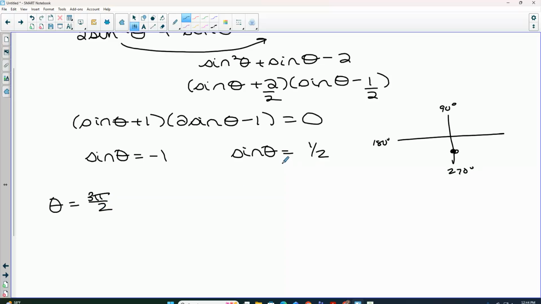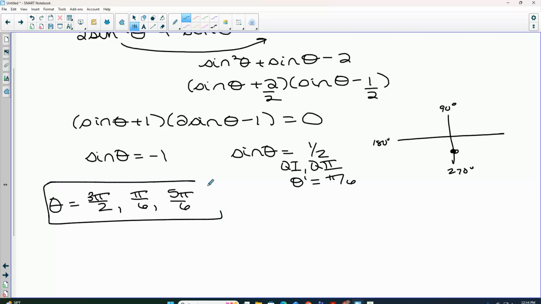Okay, sine. When is sine positive? Two upper ones, 1 and 2. Reference angle. When is sine 1/2? 30 degrees, which is pi over 6. So pi over 6 in quadrant 1 is pi over 6. In quadrant 2, 5 pi over 6. All right. Is that one okay?